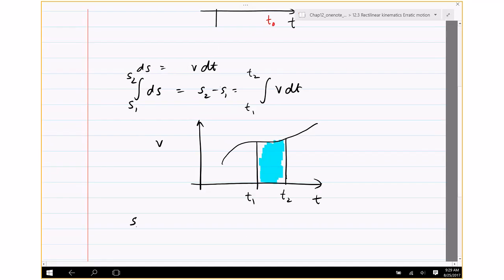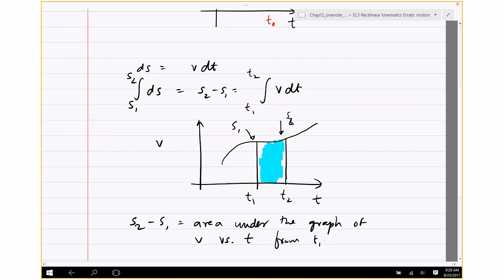So s2 minus s1, where s1 corresponds to the position at time t1 and s2 is the position at time t2. It is not the y-axis, mind you, the y-axis is the velocity. So s2 minus s1 is the area under the graph of v versus t from t1 to t2.